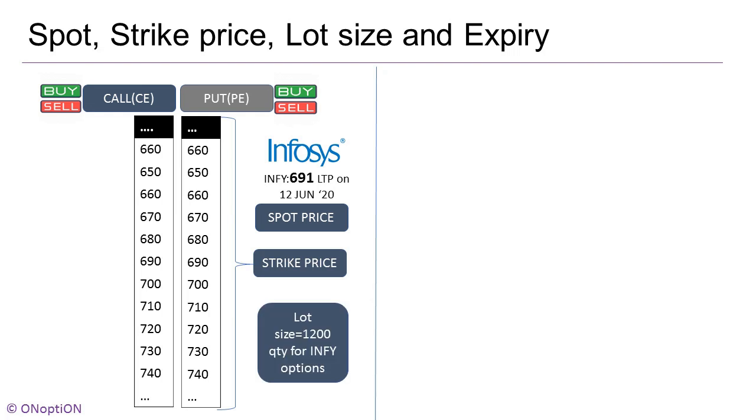If you are buying an Infosys stock, you can even buy one quantity, but the same is not possible with options. Options have to be traded in a lot size. This lot size is defined by the exchange. It will vary from stock to stock. In the same way, strike price distance also will vary from stock to stock. For example, for Infosys, the lot size is 1200 quantity. If you want to trade an option, you have to buy a minimum of one lot.